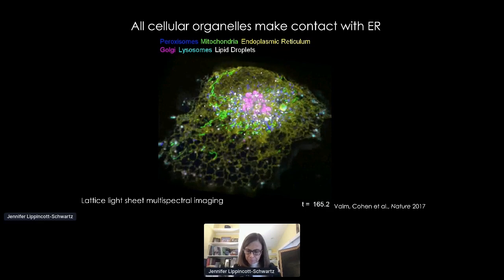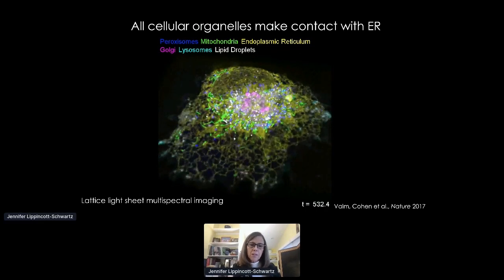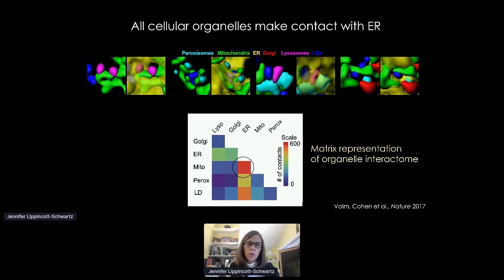Now, we can do this in a more rigorous way by segmenting out the different organelles that we can see in the lattice light sheet, which is shown in that top panel here. And you can clearly see these organelles are associating with each other. And in particular, we can map out an overall organelle interactome based on this type of analysis.